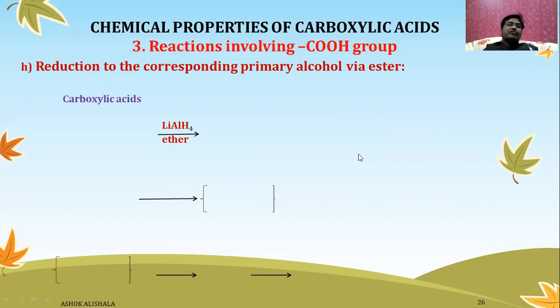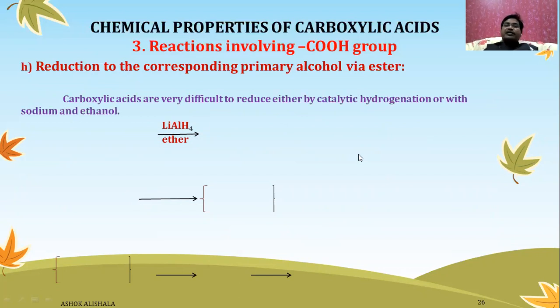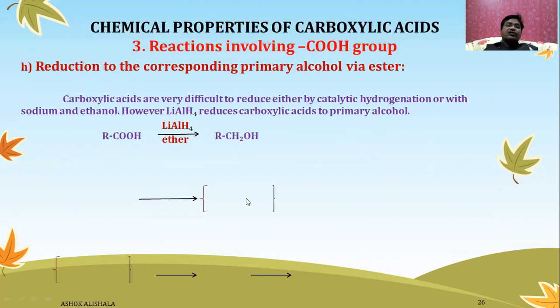How will it be formed? Carboxylic acids are very difficult to reduce either by catalytic hydrogenation or with sodium and ethanol. However, with lithium aluminum hydride, a carboxylic acid is reduced to the primary alcohol like this. Carboxylic acid is reduced to the primary alcohol.